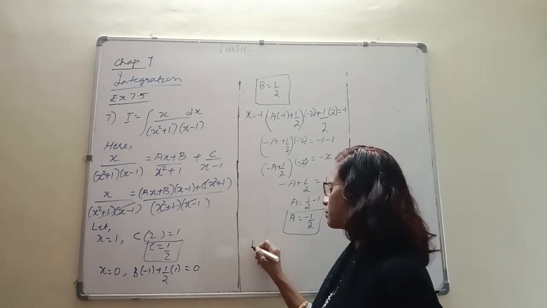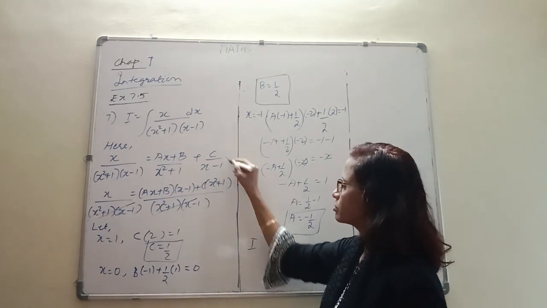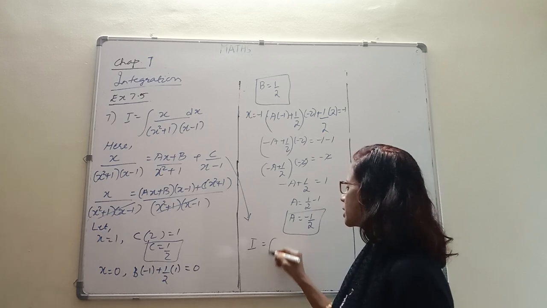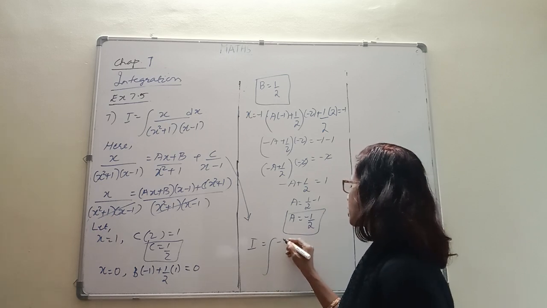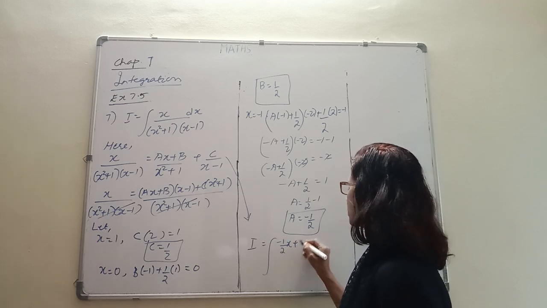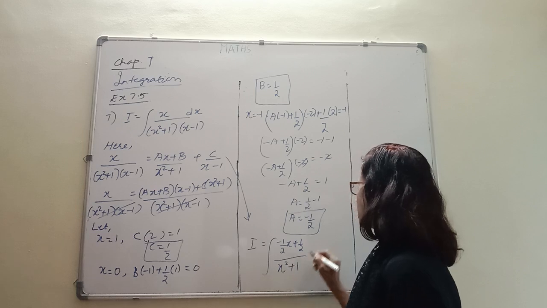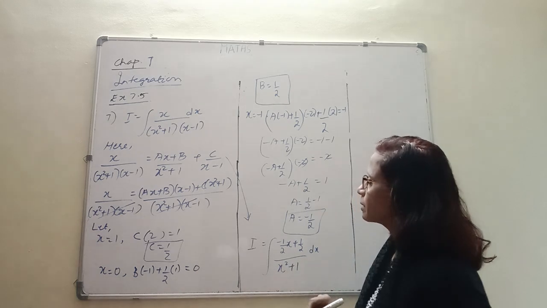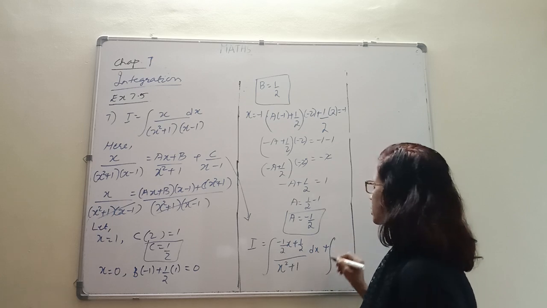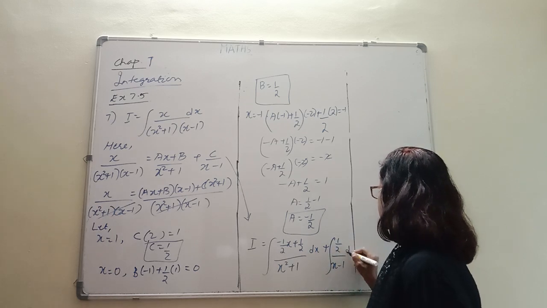I is not going to be simple because there's a linear in the numerator. So it's not going to be as simple as before. So this is the expression which is going to help us. So let's see now how it is. The first part is going to be ax plus b, so that is negative half x plus b, which is half, over x squared plus 1 dx. That's the first part. The second part is c.